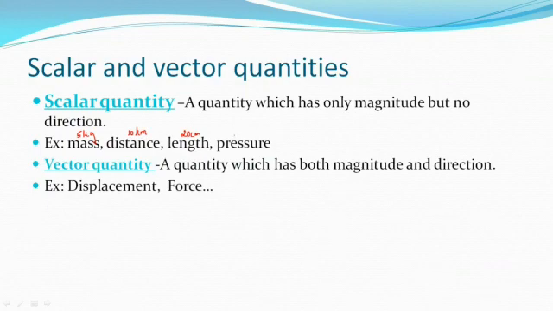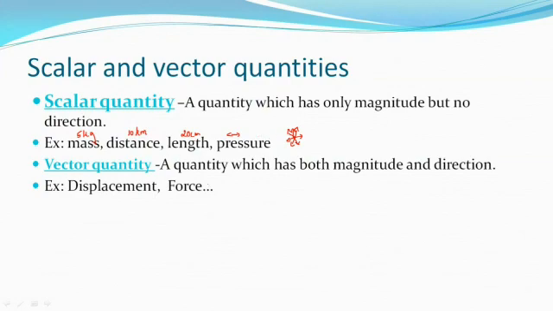Similarly, pressure also does not have any direction, children, which means it acts in all directions. Suppose you are applying pressure at one point. It does not move only in one particular direction. It moves in all directions, children. That is what you need to remember. Wherever you apply pressure, it acts in all directions. That is why we say that pressure is a scalar quantity.